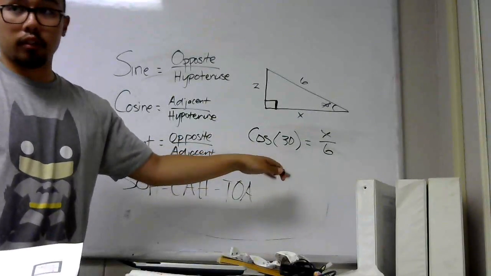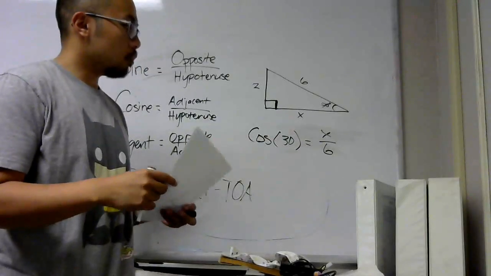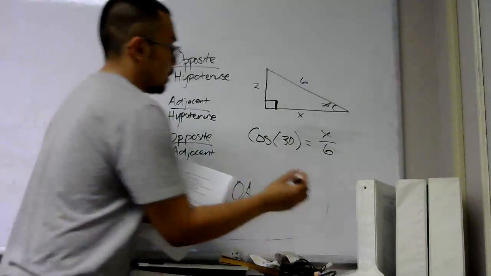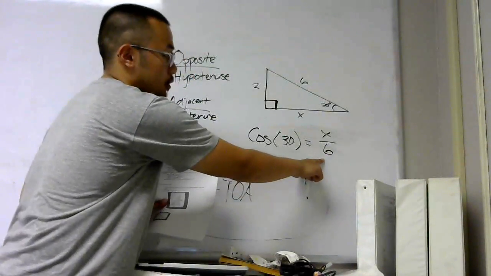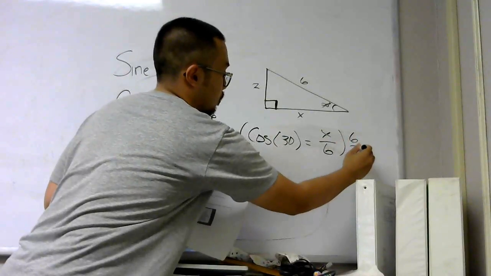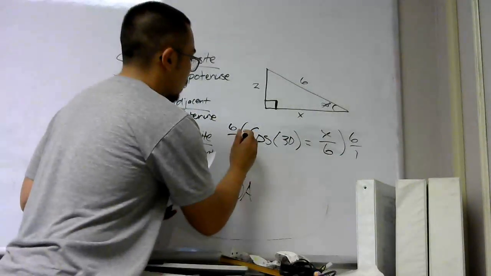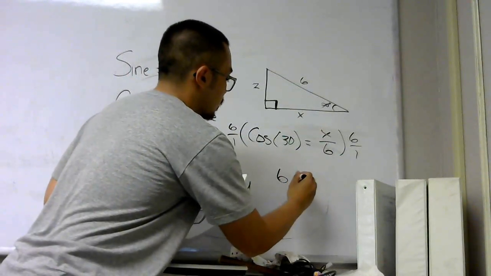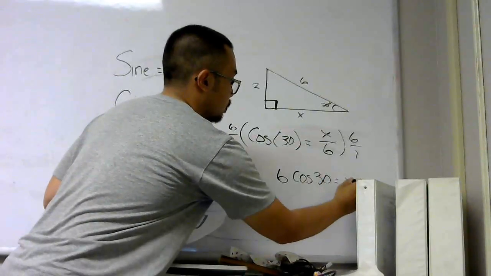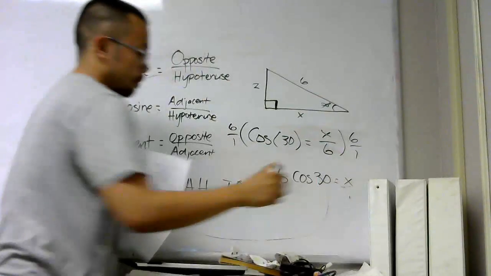If you remember algebra, you can always solve for the unknown using algebra. So all we're going to do is set this up so that we can plug it into the calculator easily. We're going to have to get rid of this 6, and in order to do that, we multiply both sides by 6 over 1, aka 6. Remember, what you have to do to one side, you have to do to the other side. So now you get 6 times cosine of 30 is equal to x over 1, and the denominator is 1, so we can just say x.